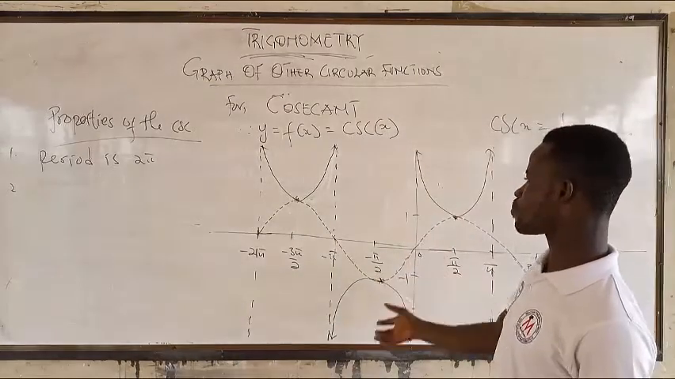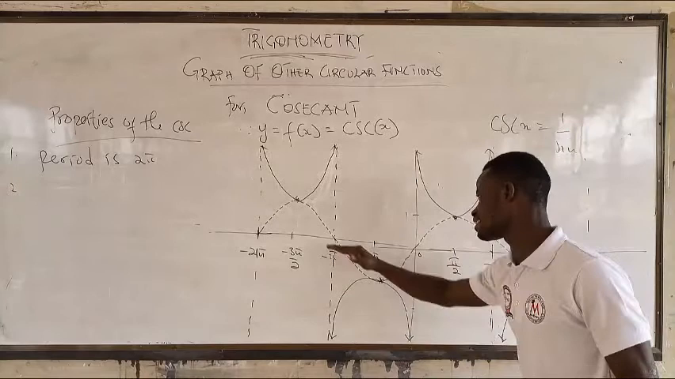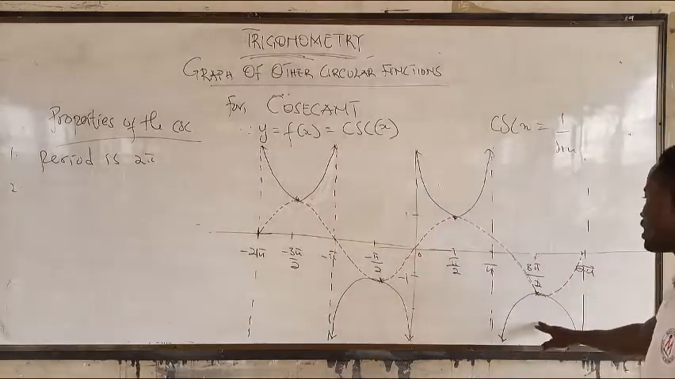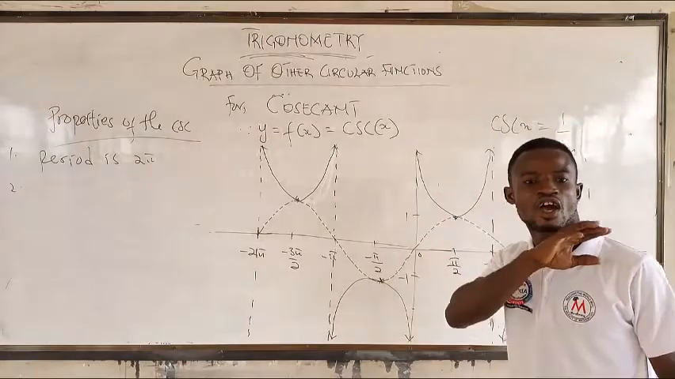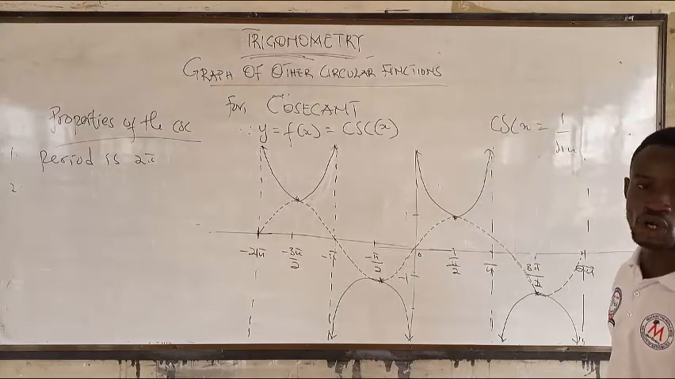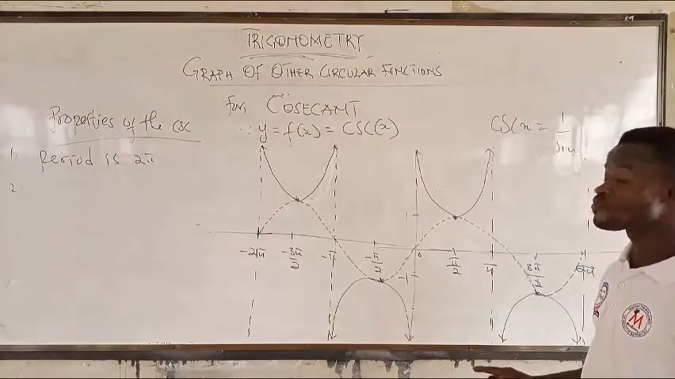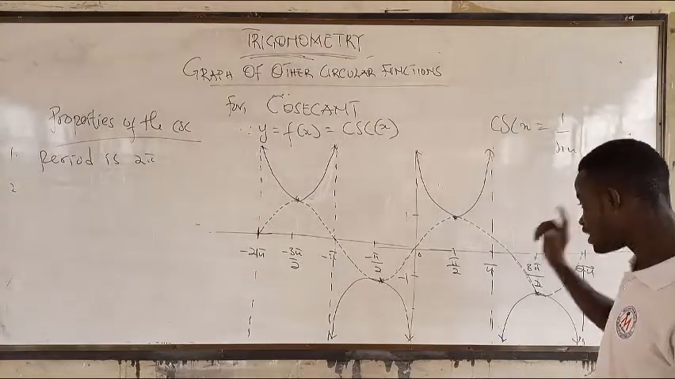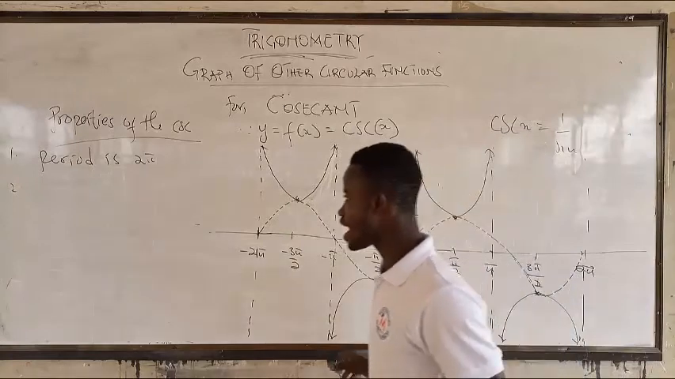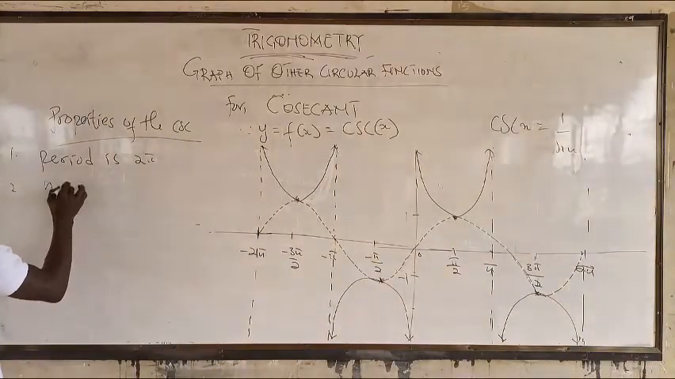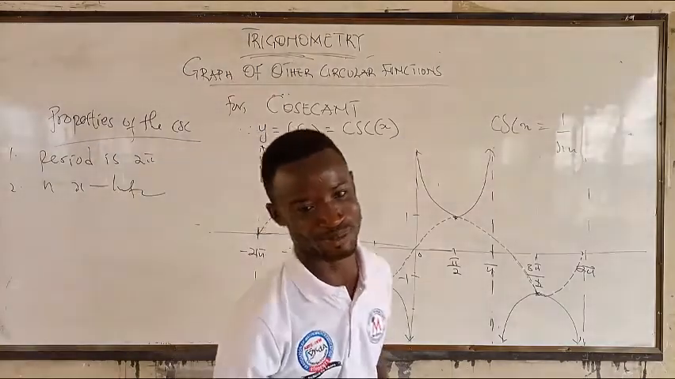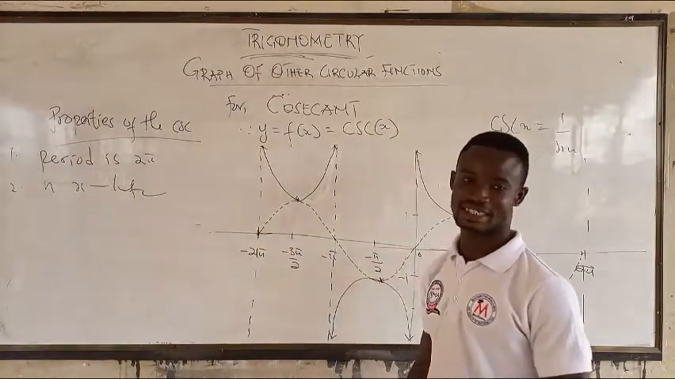Now, secondly, there are no x-intercepts. We are looking at the properties and looking at this. Don't forget, this is sine. This is for the cosec, right? And you can see that it has no x-intercept. So there are no x-intercepts.